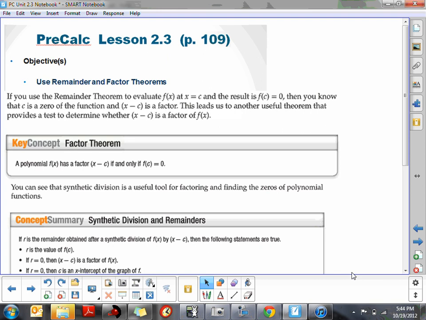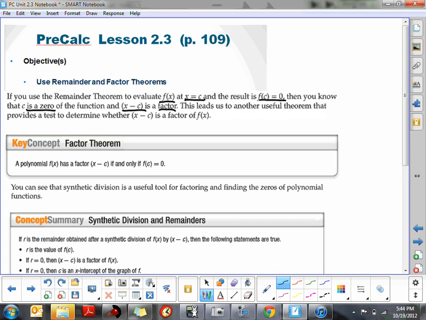So here's the result here. If you use the remainder theorem to evaluate f at c at x equals c, and the result is f at c equals 0, then you know that c is a 0 of the function, and that x minus c is a factor. And that is the true value of what we're doing here. When it all comes down to it, we're using the long division, the synthetic division, the remainder theorem, and the factor theorem to help us factor larger and larger polynomial functions and solve them.